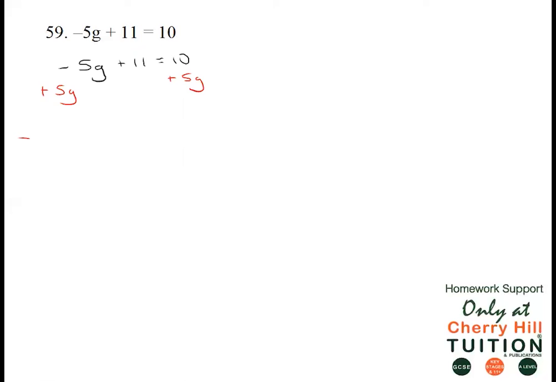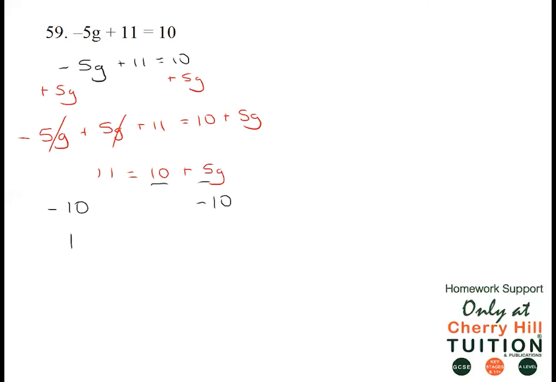This leaves us with minus 5g plus 5g plus 11 is equal to 10 plus 5g. Minus 5g plus 5g on the left-hand side give us 0, so we only are left with 11. And we have 10 plus 5g on the right-hand side. Now we still have the 10 and the 5 that we need to get rid of. So let us start by eliminating the 10 by minusing 10 on both sides.